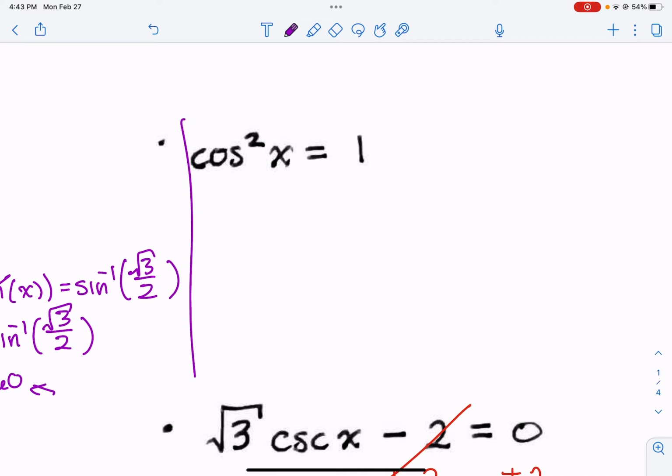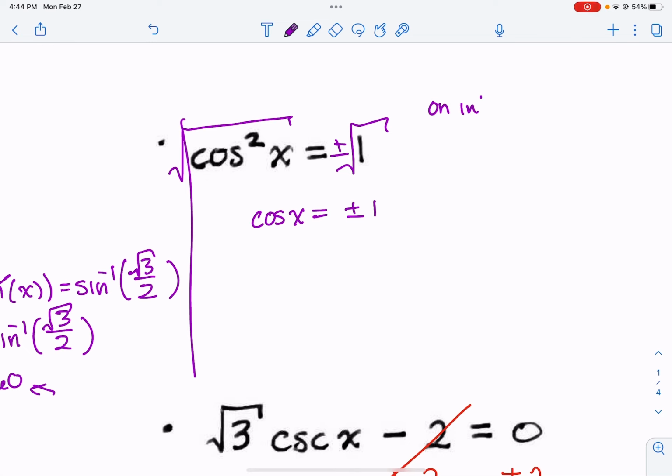Cosine squared x equals 1. Well, to get rid of the squared part, we have to take the square root of both sides. And remember, we have to consider the plus and the minus. So this turns into cosine of x equals plus or minus 1. Also keep in mind we're usually on the interval from 0 to 2 pi. Notice how the 2 pi has a parenthesis and the 0 has the bracket, so the 0 is included. If 0 is a solution, we're not going to also list 2 pi. We're just going to list 0.